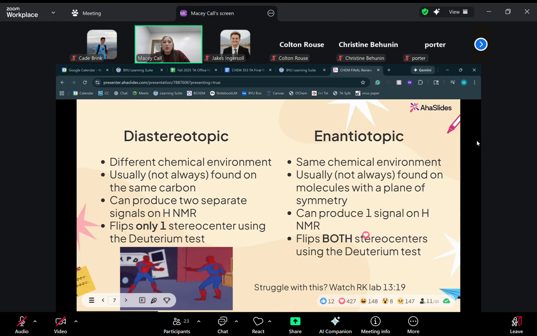Make sure to think about ketones as well. So if I have a double bonded oxygen, that makes a ring planar, or a double bonded oxygen will sit in the chain. So then if I'm comparing hydrogens, those would be in the same environment. If I do the deuterium test on an enantiotopic one, it's going to flip both stereocenters. So from R and S, it'll go to S and R.